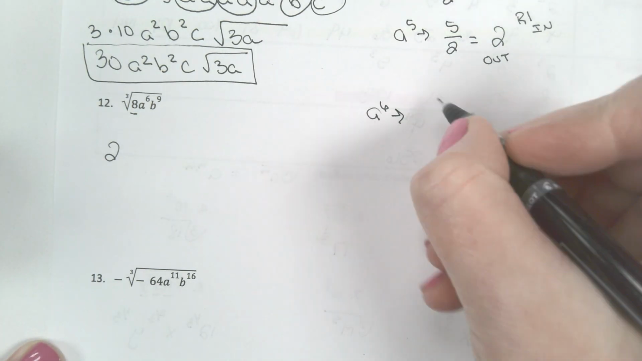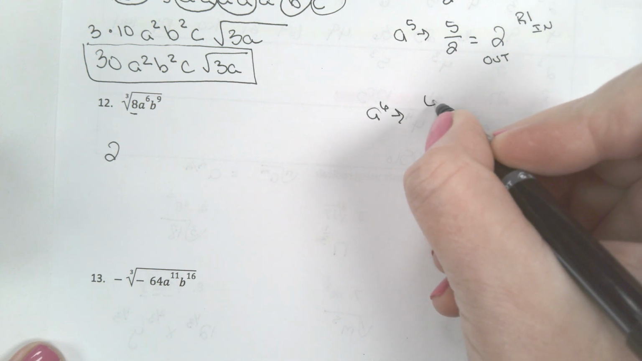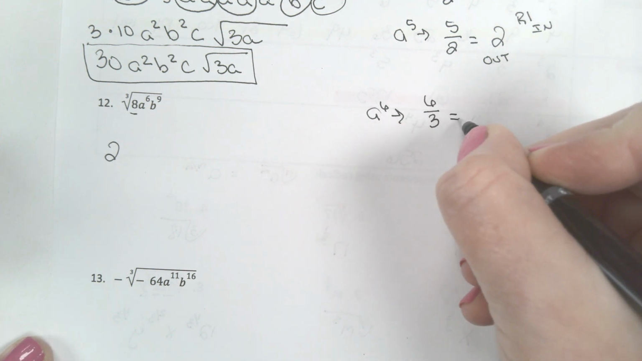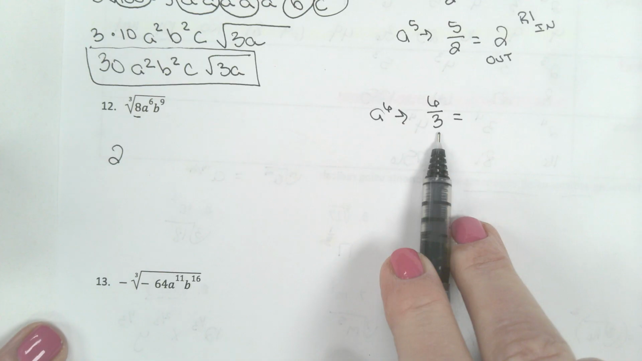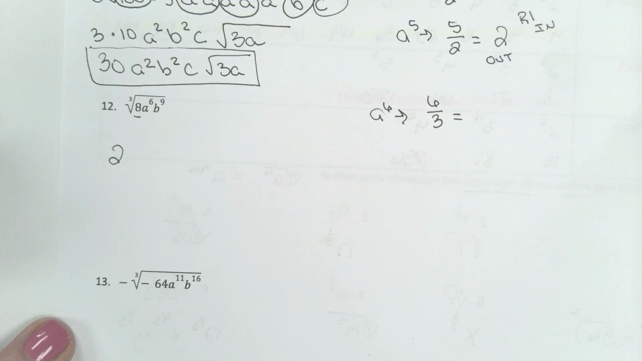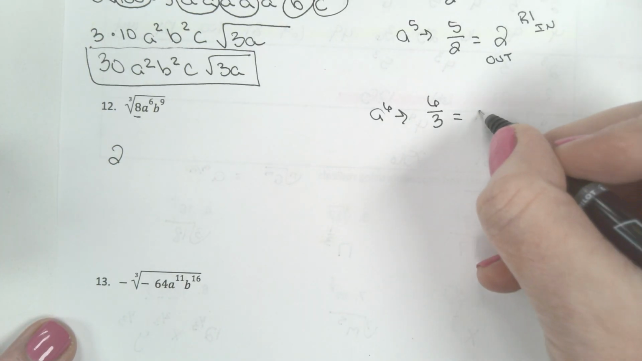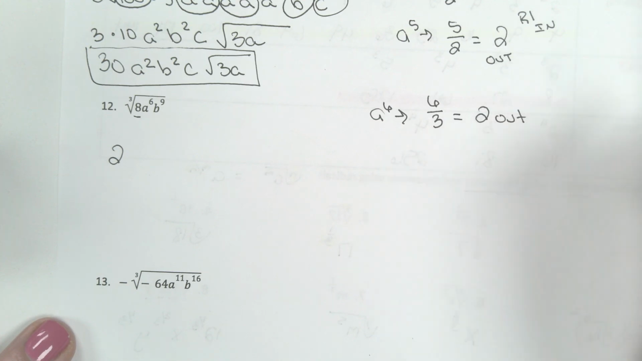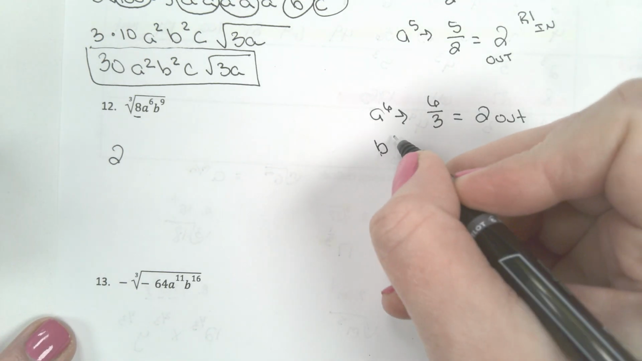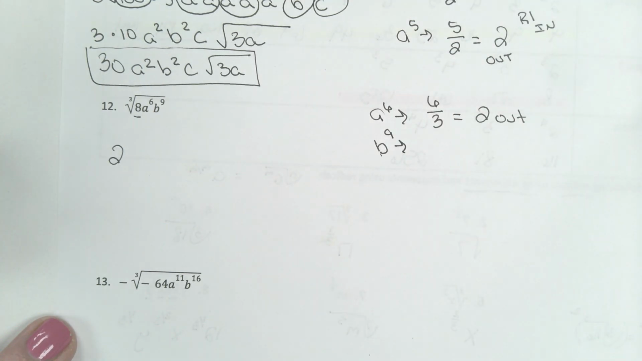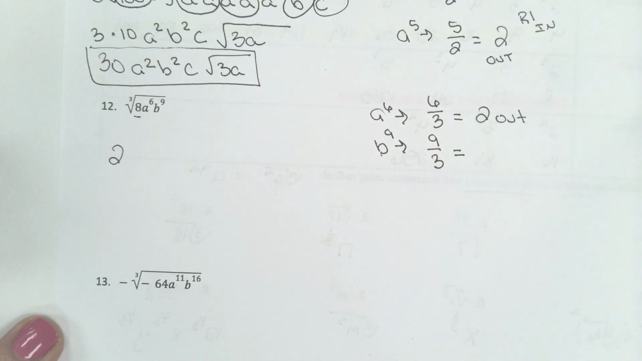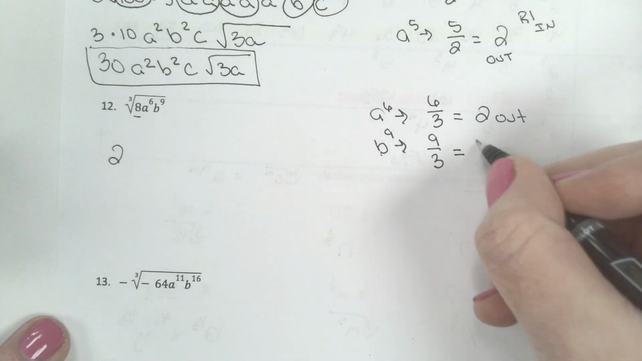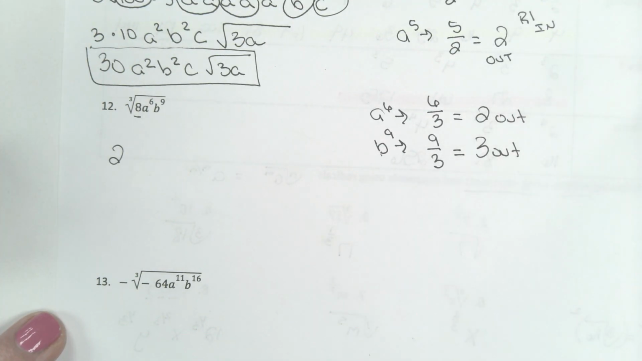All right, so on your a to the 6, now you're taking your exponent and you're dividing it by 3 because I have a cube. So 6 divided by 3 equals 2 that get to come out. And for the b to the 9th, what's 9 divided by 3? Okay, so you have 3 that get to come out.